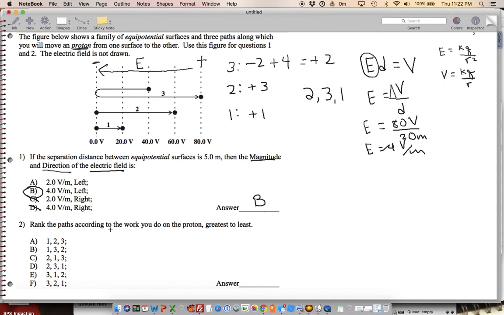All right, so now we can do 2. Oh, there was a rank. So my rank the paths, we did that. So that's number 2. So we're going to be 2, 3, 1, so that's going to be D.